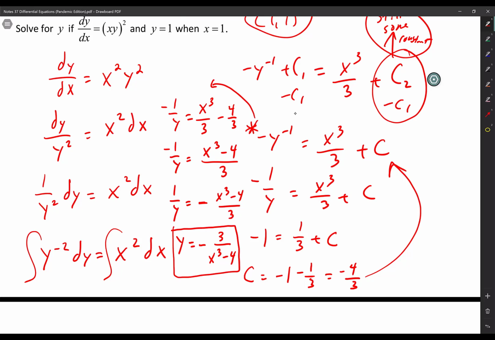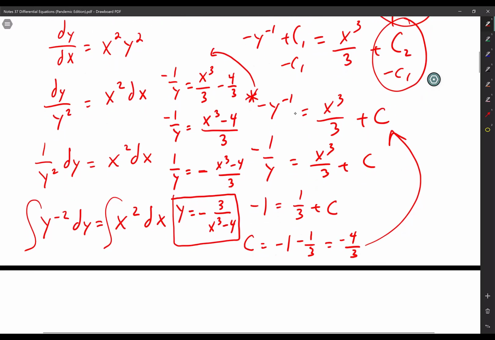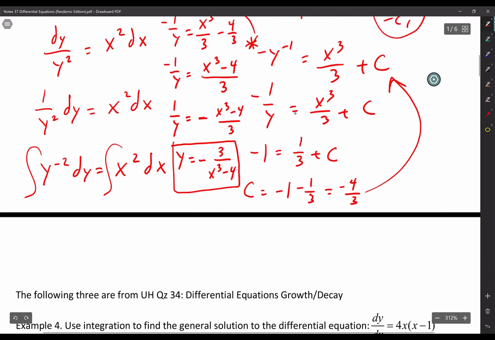How do we feel, guys? Yeah, the algebra is a pickle. The algebra is the hard part, not the calculus. The algebra is the hard part, guys. All right, let's go to the next one.